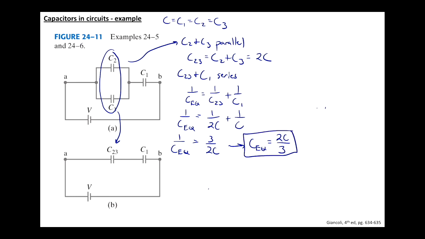Okay? Remember what we said, that putting things in series reduces the overall capacitance? Take a look at that result. Our individual capacitors are each C, but we have this one series combination, so the overall capacitance is 2/3 C. We've dropped it. There's less capacitance here than there would be otherwise.